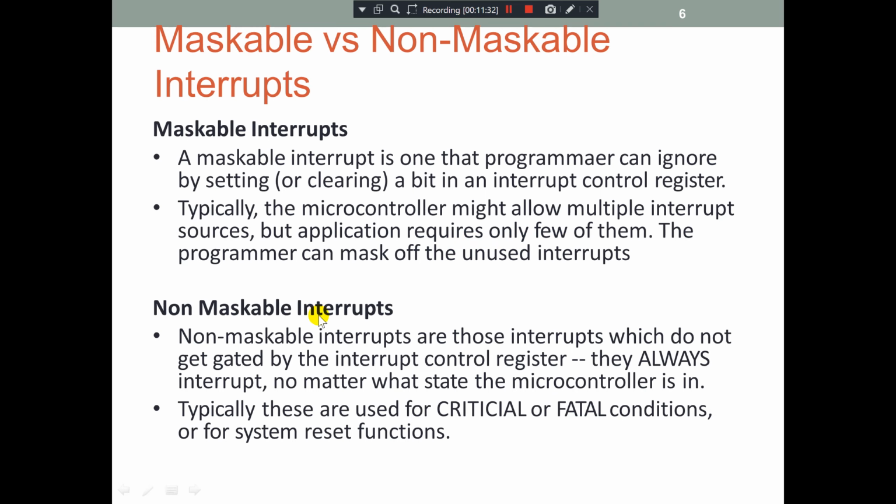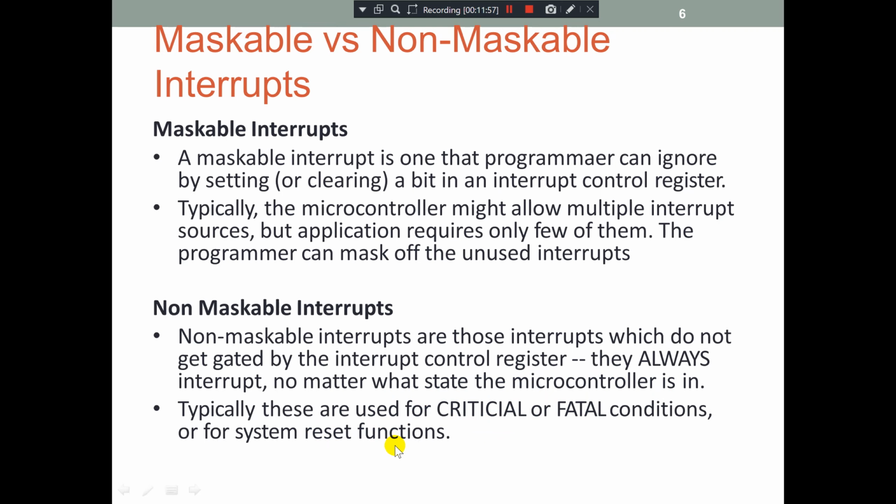But non-maskable interrupts are those which do not get gated by the interrupt control register. In maskable interrupts, you can set or clear the bit of the interrupt control register to mask, but here it is not possible. They always interrupt no matter what state the microcontroller is in. Typically, these are used for critical or fatal conditions of the system or the reset function.